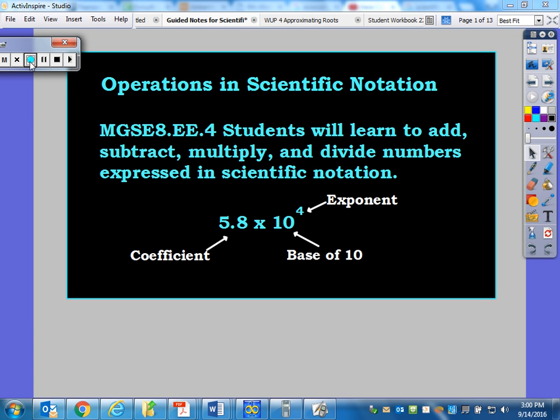Over the last couple of days, we've been learning how to add, subtract, multiply, and divide numbers that are expressed in scientific notation. Please remember, every number written in scientific notation has two parts. The first being a factor with a number between 1 and 10. This is called your coefficient. The second factor being a power of 10 with a base of 10 and an exponent.